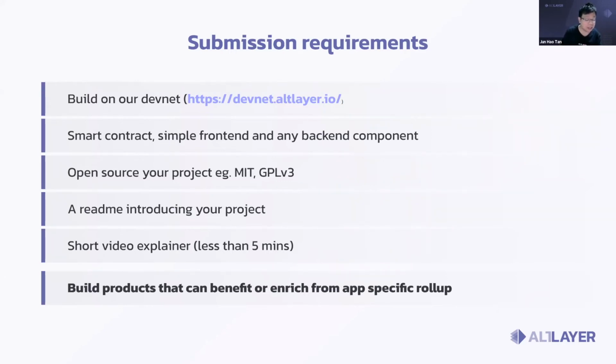And we will really appreciate it if you build products that benefit application-specific chains, or directly utilize application-specific features. For example, you can build games for us, because games may not work that well on, let's say, Ethereum due to the shared block space. But for us, imagine you have a dedicated block space, then you can potentially engineer a game that is really on-chain rather than putting all your logic off-chain and bare minimum stuff on-chain.